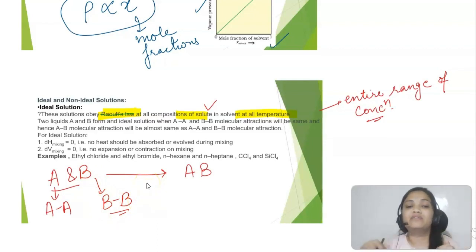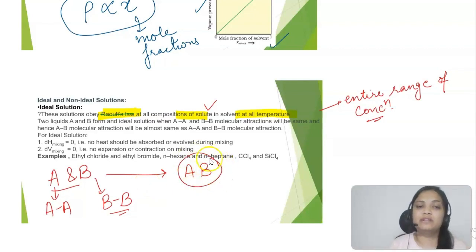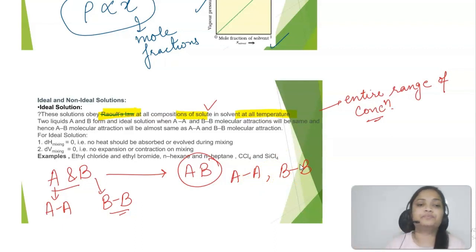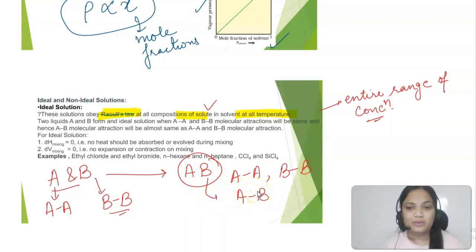But when we mix them to form a solution, there will be some interactions between A and B as well. AA and BB interactions will be there, no doubt, because it's not chemically breaking down. It's a mixture, it's a solution. But apart from that, there will be AB interactions also. A and B will interact with each other as well, so AB interactions would also be there.